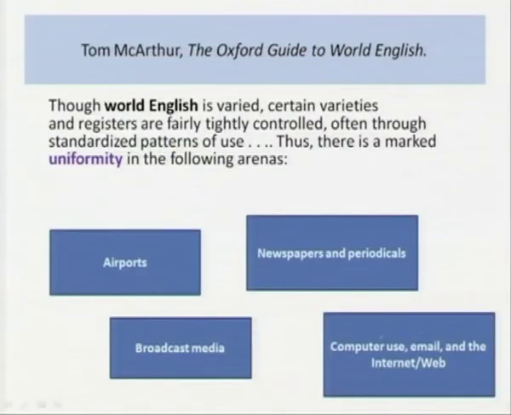For instance, he says there has to be a marked uniformity, particularly in the following areas: airports, in the broadcast media. Okay, communication cannot be garbled here, communication cannot be vague here in the broadcast media. Okay, in newspapers and periodicals, and in computer use, email and the internet web. Now, you see that MacArthur here is again enlarging the scope of using language with uniformity. And some of the areas as he found are airports, newspapers and periodicals and the broadcast media, and in computer use, email and the internet web, which strengthens again this call for a uniform English.